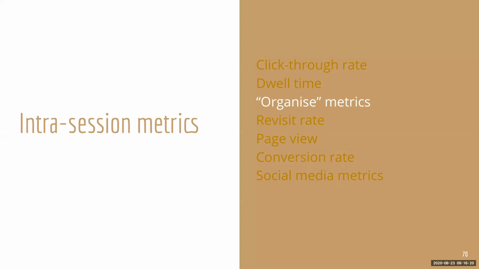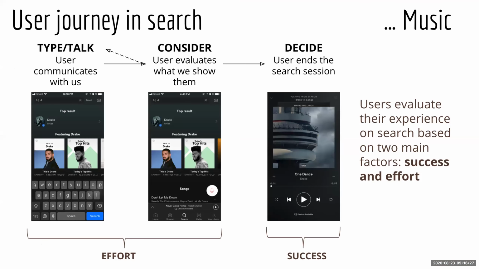Okay, organized metrics. This hopefully will answer one question. This is in the context of search. When users search in music, they have a need, they type it or talk, using voice, they look at the results and then they decide. This has often been categorized into effort to find the content, and success, deciding, okay, great, I'm just going to do something about it.